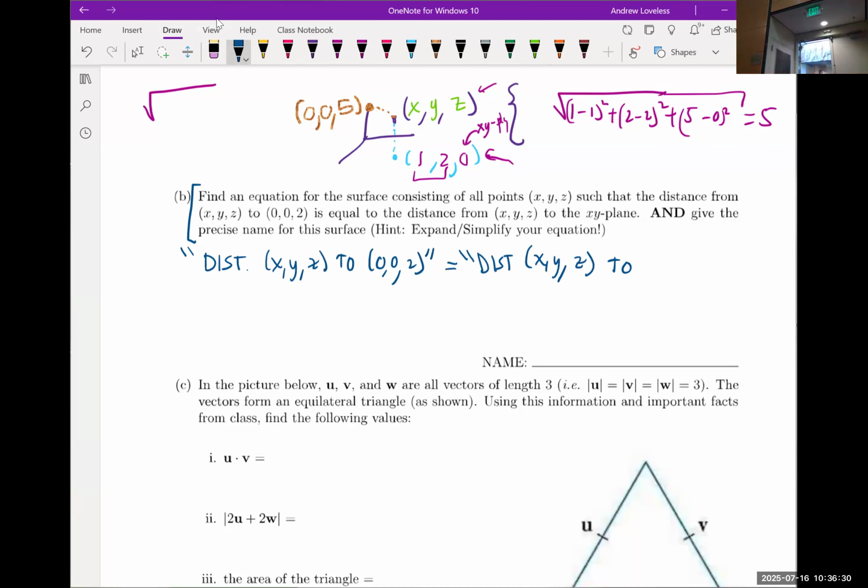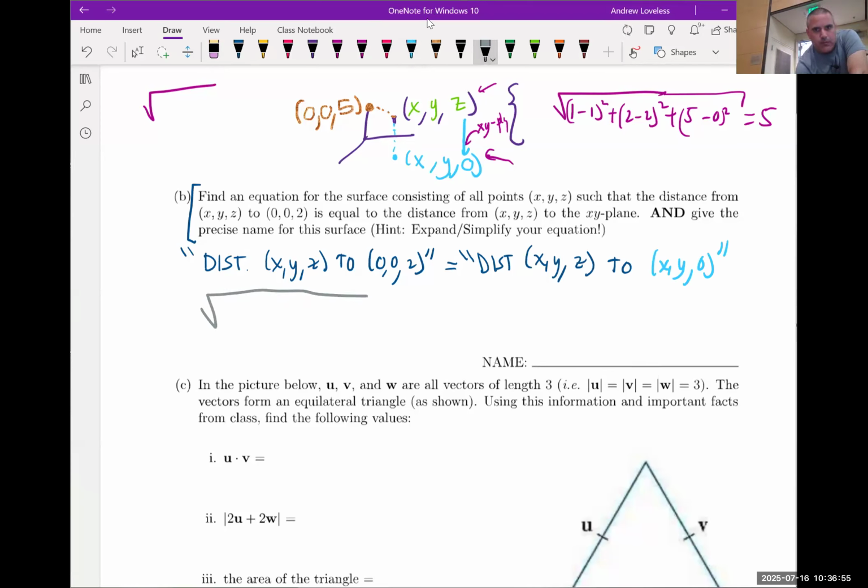So just like we did with the 1, 2, 5, what would be the corresponding point on the ground if this is an X, Y, and Z? Well, if it's on the ground, this is 0. If it's in line with it, this is X, Y. Does that make sense? That's the key piece. And then from there on out, we're going to write that out.